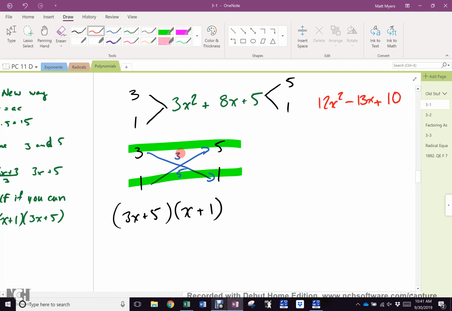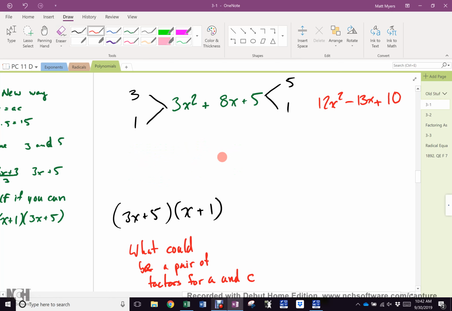The way to do it is to think what could be a pair of factors for A and C. And then you got to start guessing. All right? Everybody with me? Now, let me show you what I mean if it's a problem, or that what makes it a little more difficult. Let's say that is -5, right?